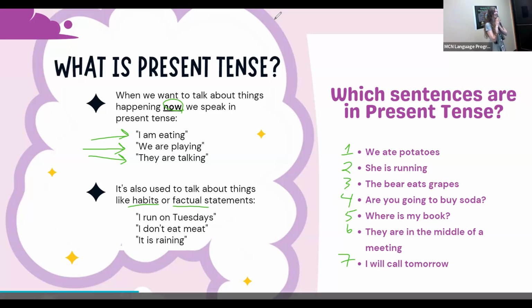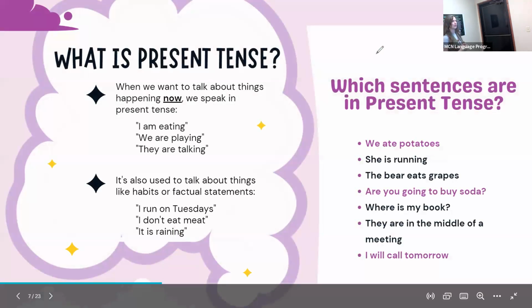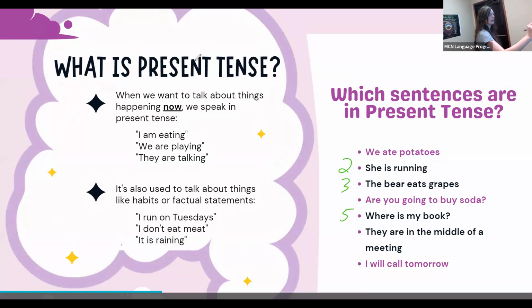Nice, nice. Most people are on the right track. I think the biggest thing I'm seeing is either one person adding one extra or missing one. So I'm going to clear these out so we can see it. Ready? Let's look at the answer. The ones that are in black are in present tense. So it was 2, 3, 5, and 6. These were the ones in present tense.